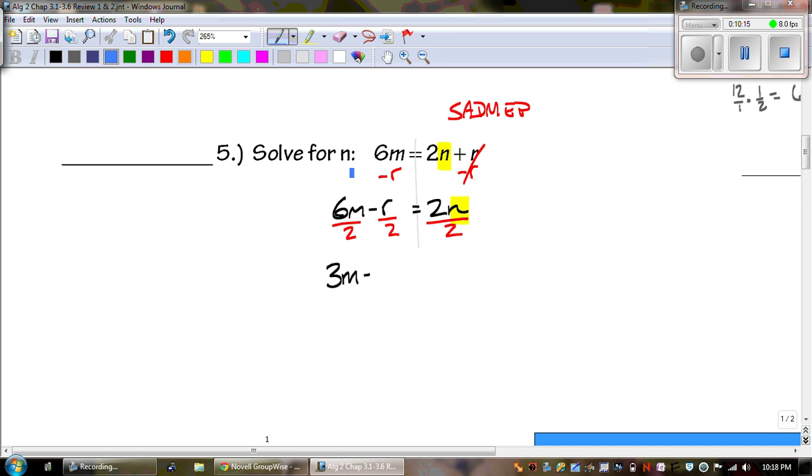Now, how many r's do we have? Well, we have one r there. So what that turns out to be is 1/2 r, and that equals n. And now you need to ask yourself, is the n all by itself? Yeah, it is. So n equals 3m minus 1/2 r.